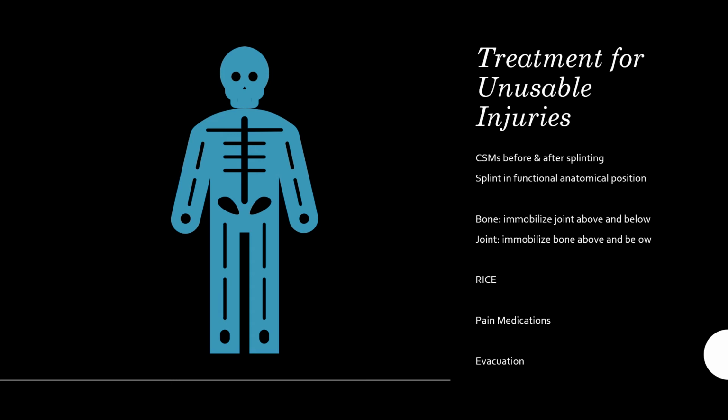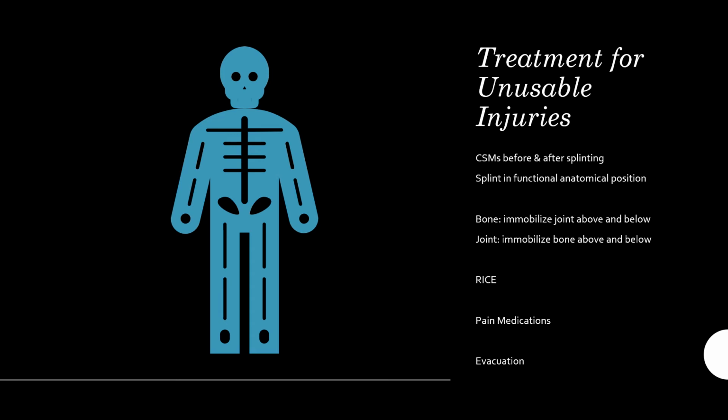When we think about splinting, we think about these two basic guidelines. So if the injury has been deemed to the bone, we want to immobilize the joint above and below. So say we broke our lower arm bone, we want to immobilize the elbow joint and then the wrist joint to keep that splint immobilized. However, if we've broken our ankle, that joint, we want to immobilize the bones above and below. So we're going to immobilize the lower leg bone and then the foot as well.